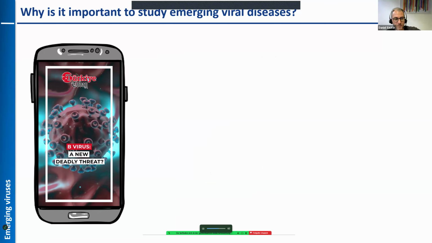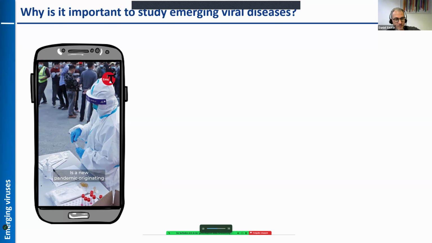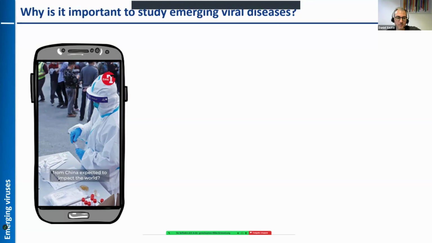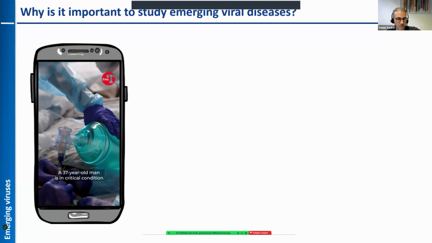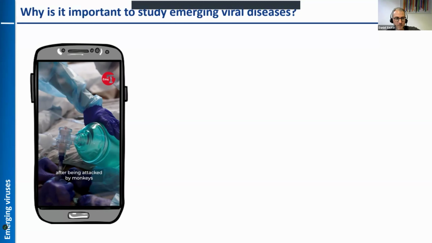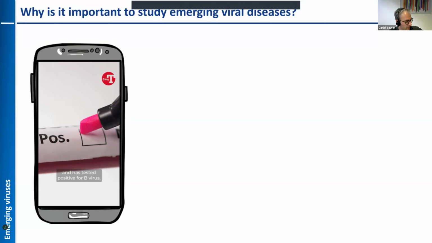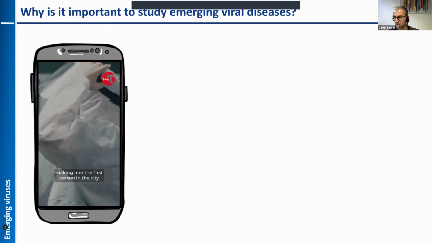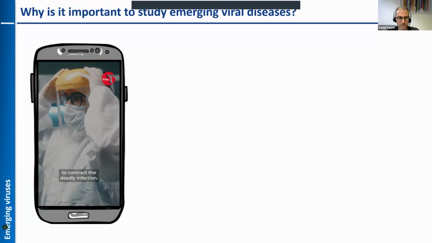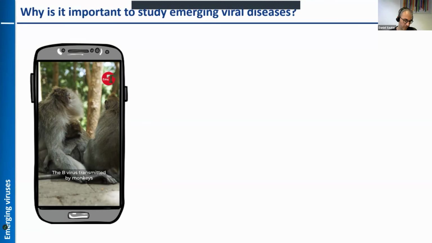Is a new pandemic originating from China expected to impact the world? A 37-year-old man is in critical condition after being attacked by monkeys in a Hong Kong country park and has tested positive for B virus, making him the first person in the city to contract the deadly infection. The B virus, transmitted by monkeys, had previously killed a veterinarian and a surgeon in China.